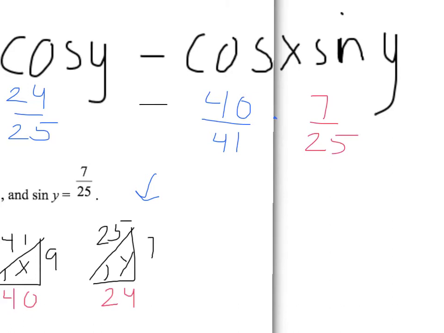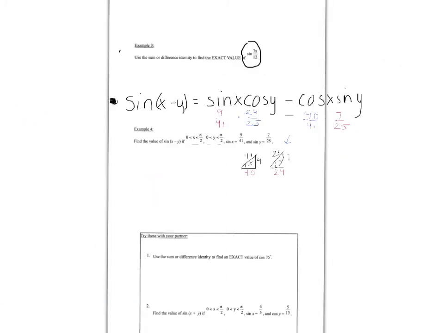From here, this is a basic multiplication algebra problem, so I'm going to stop the recording and simplify it quickly. Alright, so as I simplify this, I'm going to multiply straight across. So 9 times 24 is 216 over the common denominator. I'll find that in a minute. Minus 40 times 7 is 280. And then 41 times 25. They both have the common denominator of 1025.